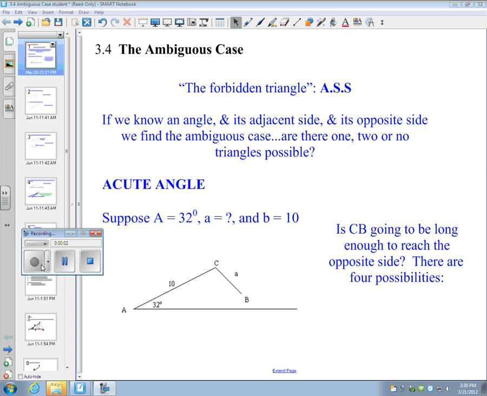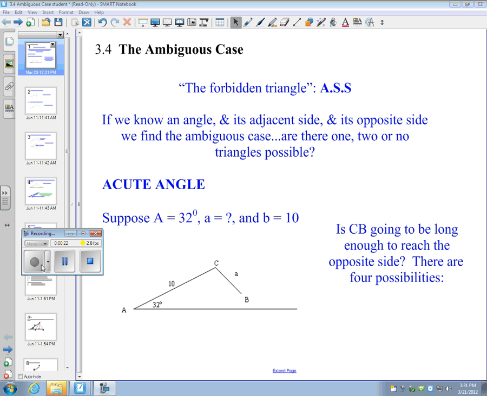Section 3.4, the ambiguous case. Ambiguous means unclear, okay? This happens when we have the forbidden triangle, when we're given an angle, a side, and a side. You know that you're in trouble when you use this because its acronym is a word not allowed in school, so that should be a warning. Something bad could happen here.